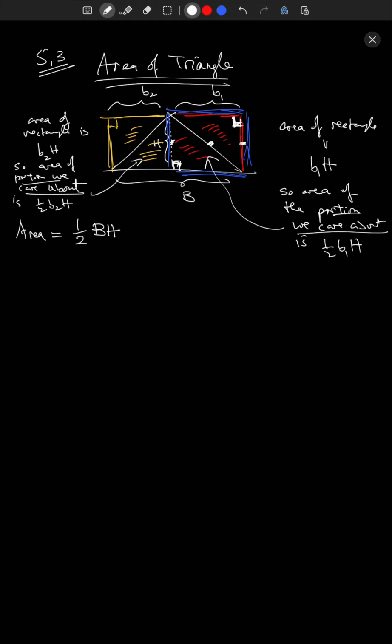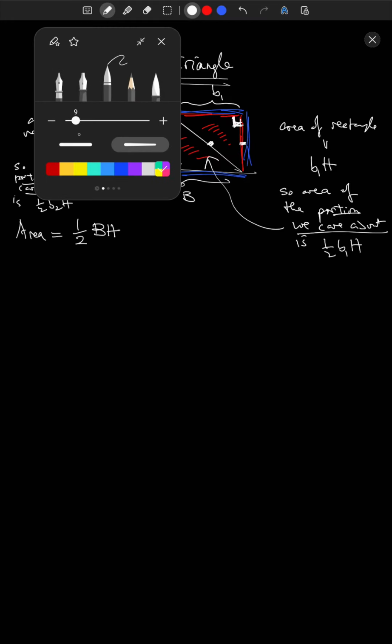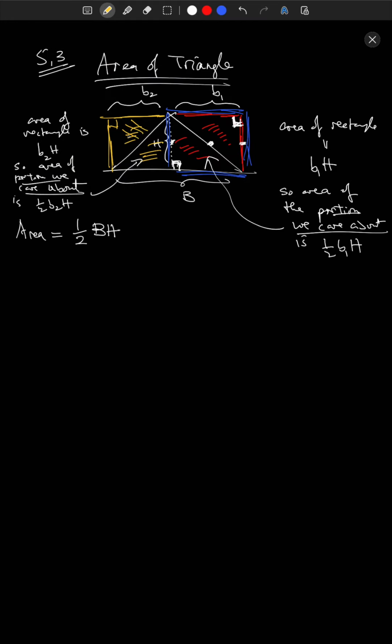Because again, this right triangle there and this right triangle there are exactly the same size. So they have to be, each have to be half the size of the full rectangle. All right. Okay, so altogether, the triangle that we care about consists of these two smaller right triangles. One of them has area 1/2 B2H. The other has area 1/2 B1H.